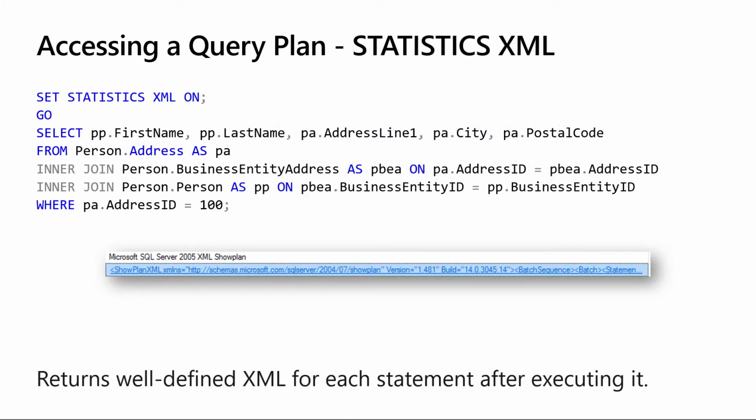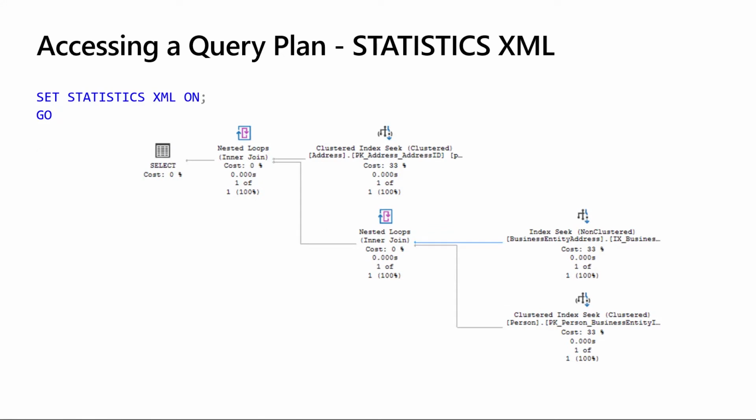Another option is Statistics XML. This option is the actual plan counterpart of showPlan XML. Why? Because it generates a well-defined XML that can be interpreted by tools such as SSMS. And because it's generated as a link when you run it in SSMS, we can click on it, and as we do, we'll actually see a graphical representation of that XML.